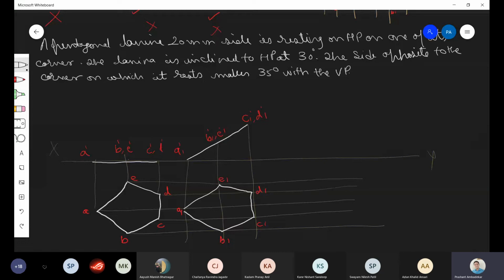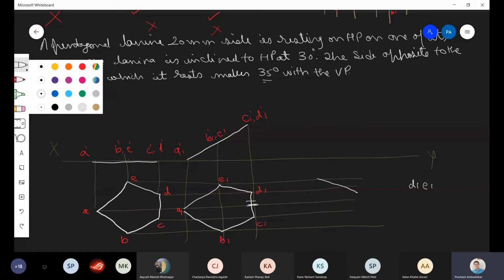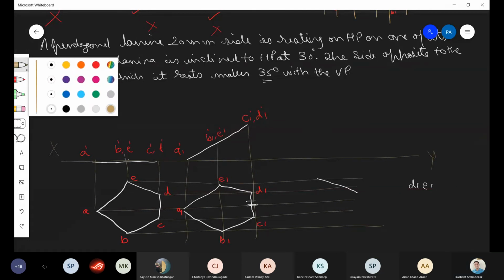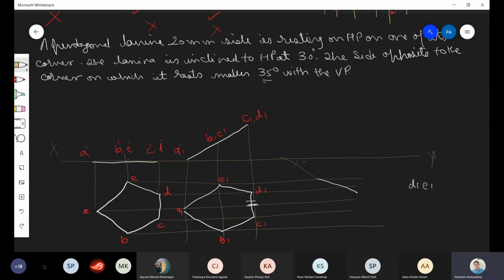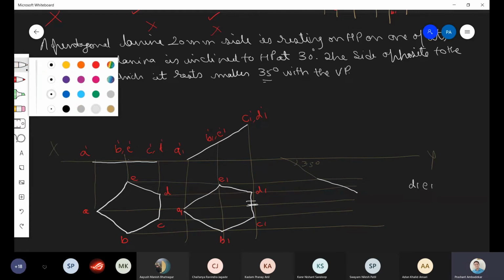Now, according to the next condition, what does the next condition say? The next condition says that this side should be inclined to VP. Should make what angle? 35 degree. Now it is making 90 degree. So what will we do? We'll take this distance in compass. How much distance? D1, E1 distance in compass, and draw a line like this, such that this angle is how much? 35 degree. We'll draw a line like this, and then we can draw the remaining pentagon.